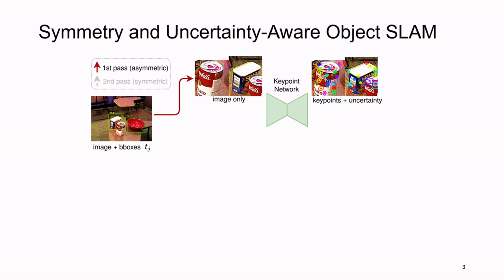Let's give a brief overview of our system. First, our system expects image and bounding box inputs. The objects are split between asymmetric and symmetric objects, with the asymmetric objects being processed first. As you can see here, we send the images cropped at the bounding box to our keypoint network, which can predict key points as well as uncertainty.